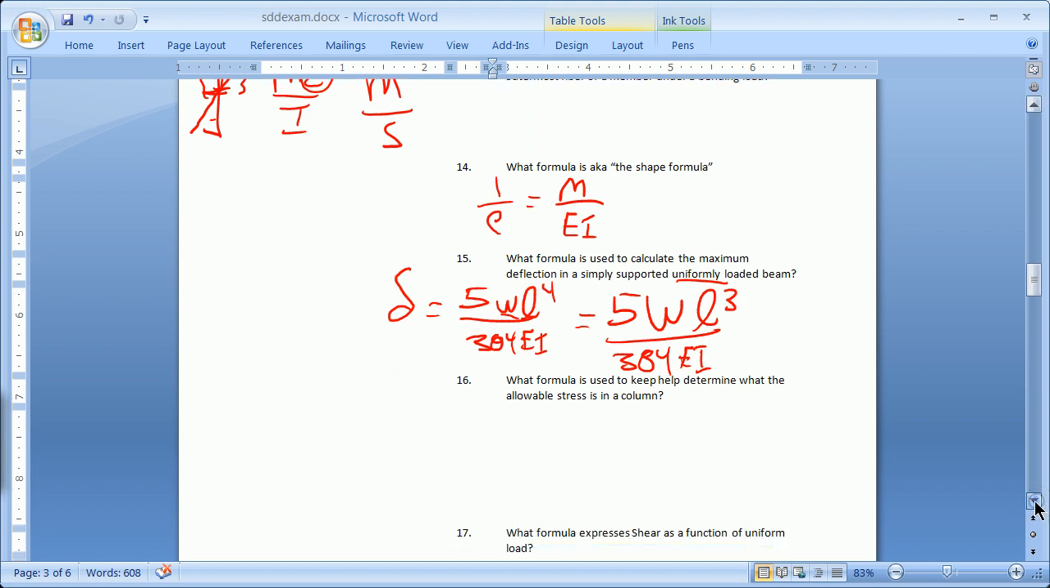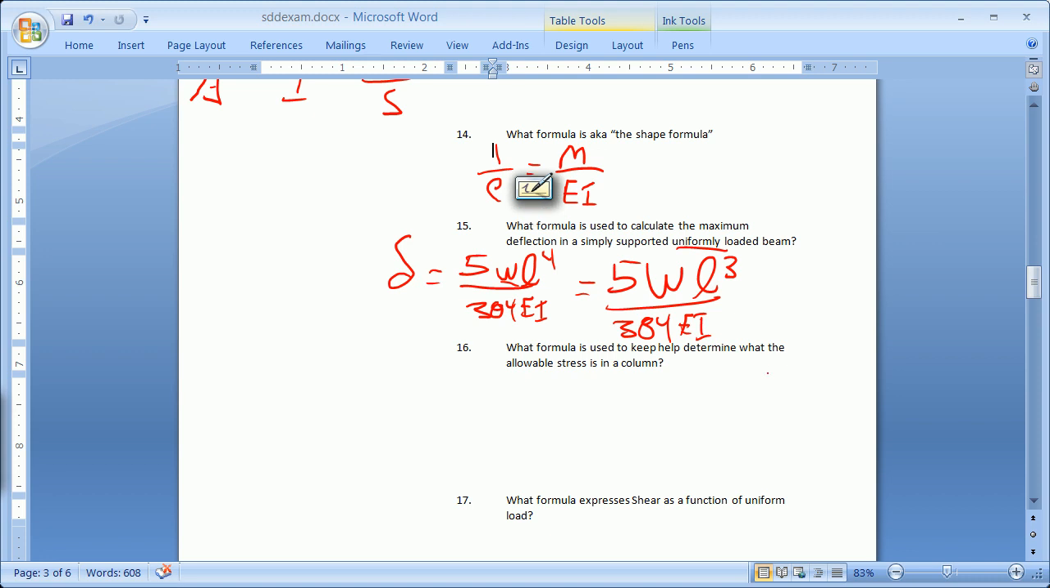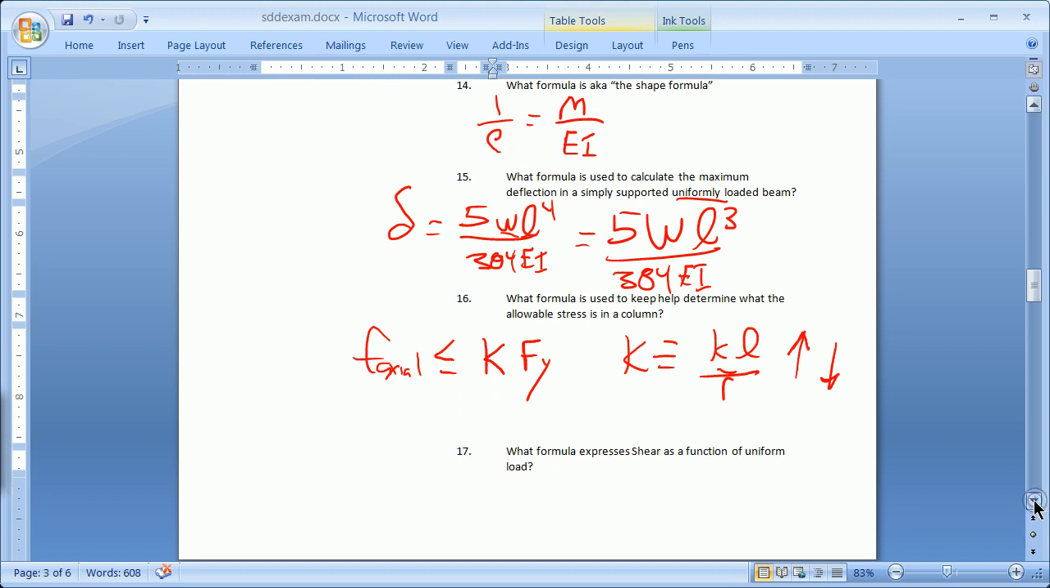On to 16. I guess this will be 20 minutes. What formula is used to determine what allowable stress is in a column? In a column, F allowable axial should be less than or equal to some constant times the yield stress of the steel. And that constant is a function of the slenderness ratio. In other words, the more slender it goes, the lower the constant goes. You know that you don't get more than 60% ever.